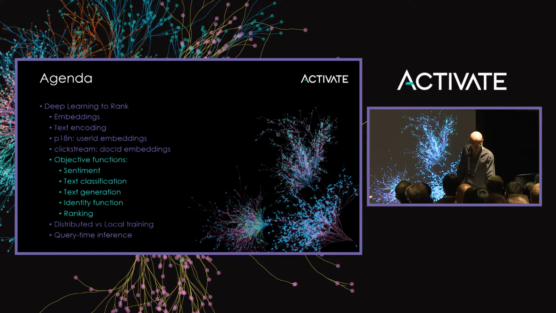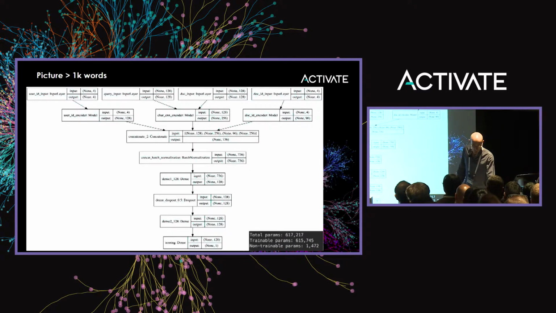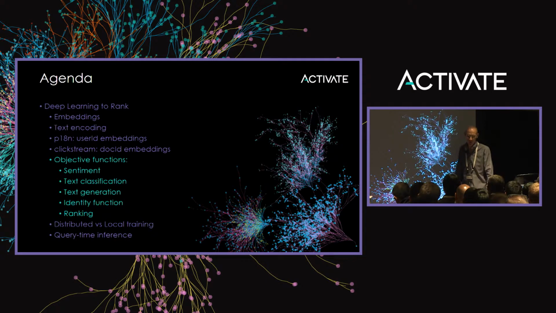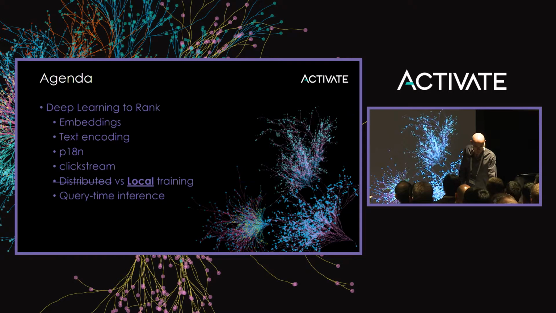I'm going to skip over objective functions you do for doing this kind of thing. I just showed you doing it for ranking as an output, like the scoring layer at the bottom. You can also train for other kinds of things like text classification or text generation, or the identity function, which is kind of regenerating your text from the input. I'm going to skip over that stuff. I'm not going to talk about distributed processing because you don't need to do it anymore. Do it local for the most part. You can naively parallelize with Spark or whatever to have trained hyperparameters in parallel, but for the most part, a lot of the stuff can be done really quickly locally.